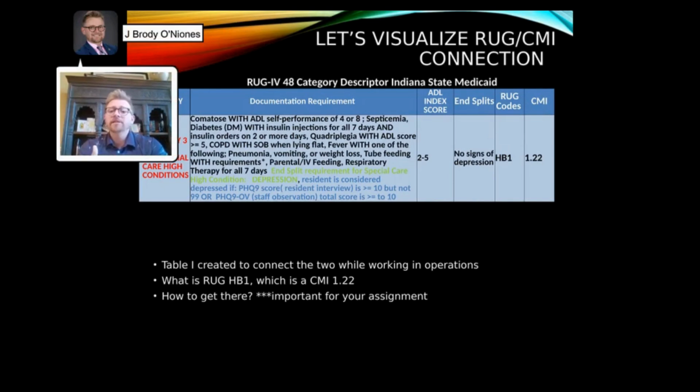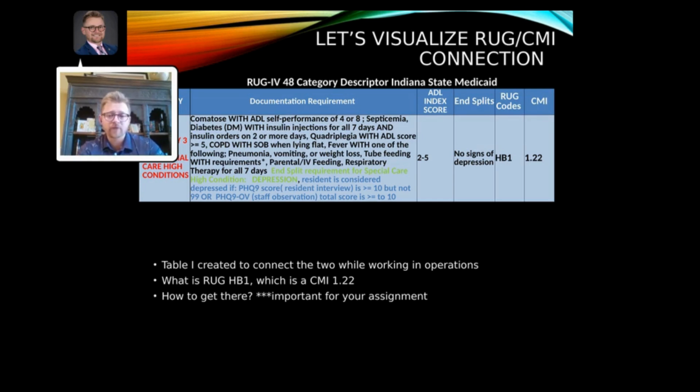All right, so let's visualize this connection between CMI scores and RUG categories. How do we get there? What's going on with the patient? Okay, so this is one row of a table that I created years ago to help quantify that connection, to help visualize for my MDS coordinators as well as the CPAs who worked in billing and in the back office, to help them understand from the financial side that these are people, these are residents with stuff going on. They're not just a CMI score. And then from the clinical side, to understand that this isn't just an arbitrary group of letters.